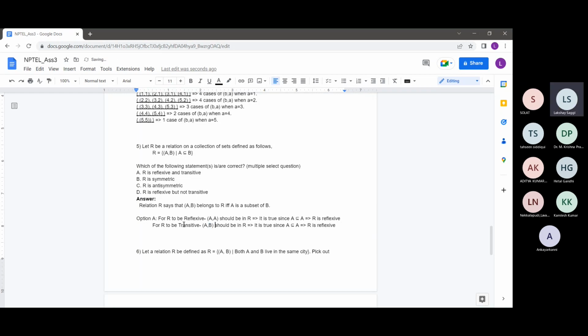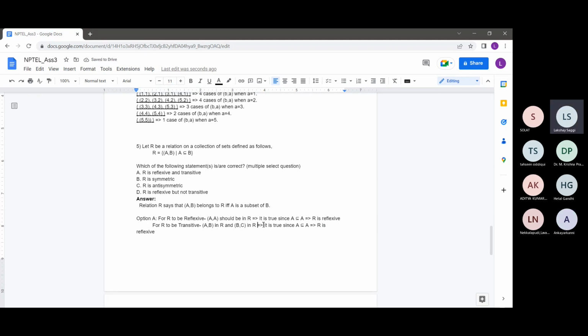For R to be transitive, (A, B) in R and (B, C) in R should imply that (A, C) in R. I'll just write down the definition of transitive.